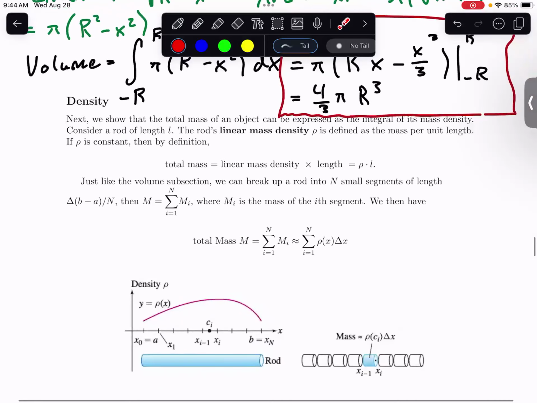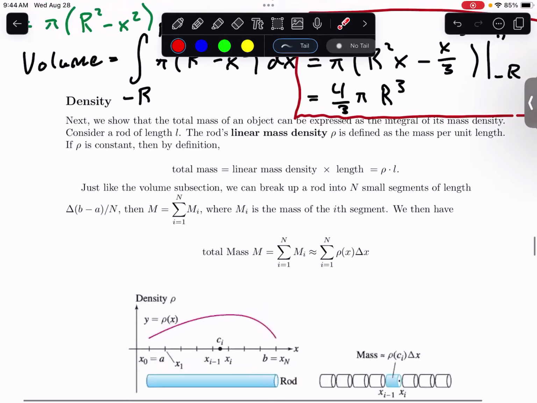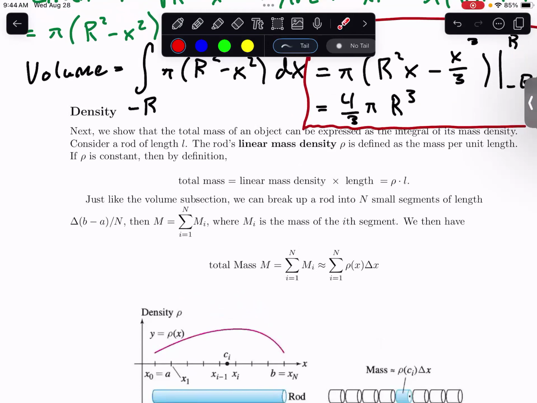And so in an ideal world where everything's really easy, for instance, if we had that rho was constant, so the linear mass density didn't change, then the total mass would just be given by the linear mass density multiplied by the length. So it'd just be rho multiplied by L.